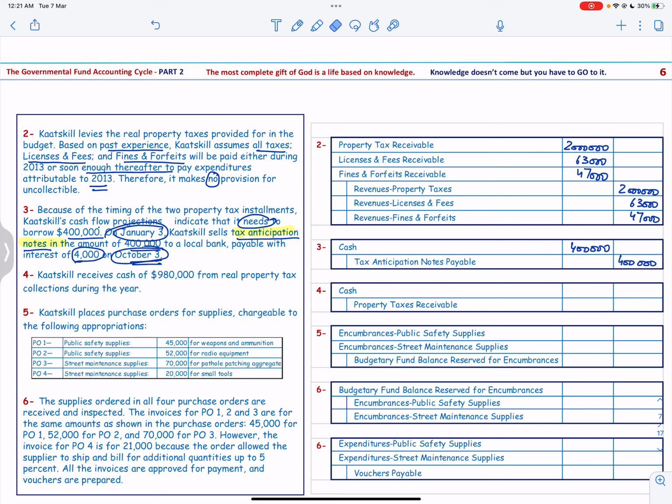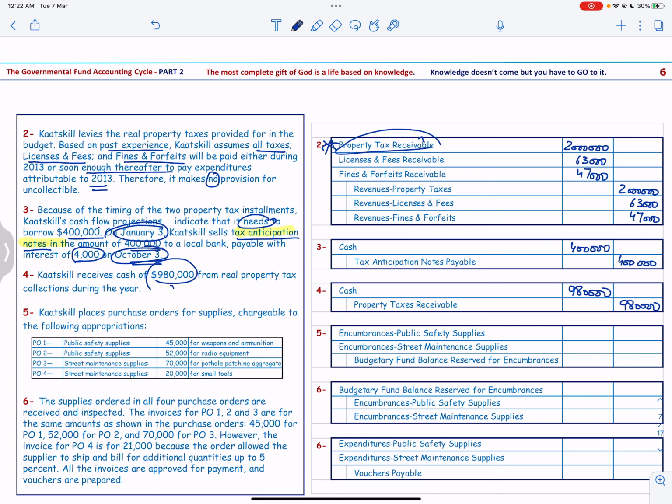Then we move on to number 4. Catskill receives cash of 980,000. So cash is debit by 980,000, and now our receivables are going to be credited by 980,000.